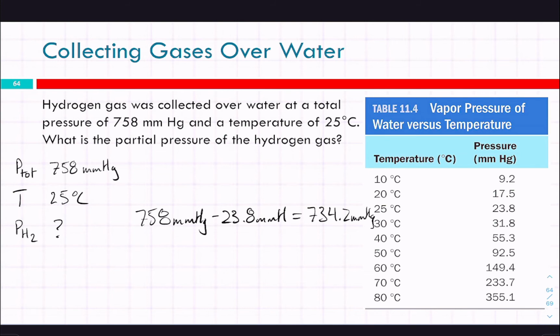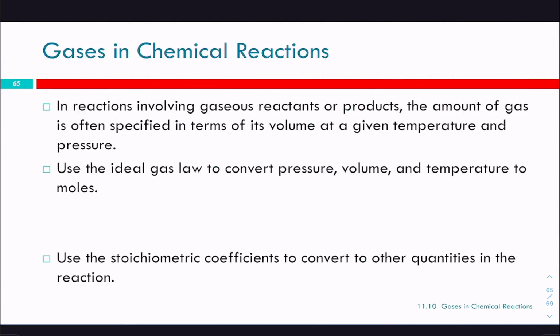So this is just a rearrangement of, again, Dalton's law of partial pressures. P total equals the pressure, in this case, of hydrogen plus the pressure of H2O. So we know the pressure of H2O from the table, and we were given the total pressure. Cool.